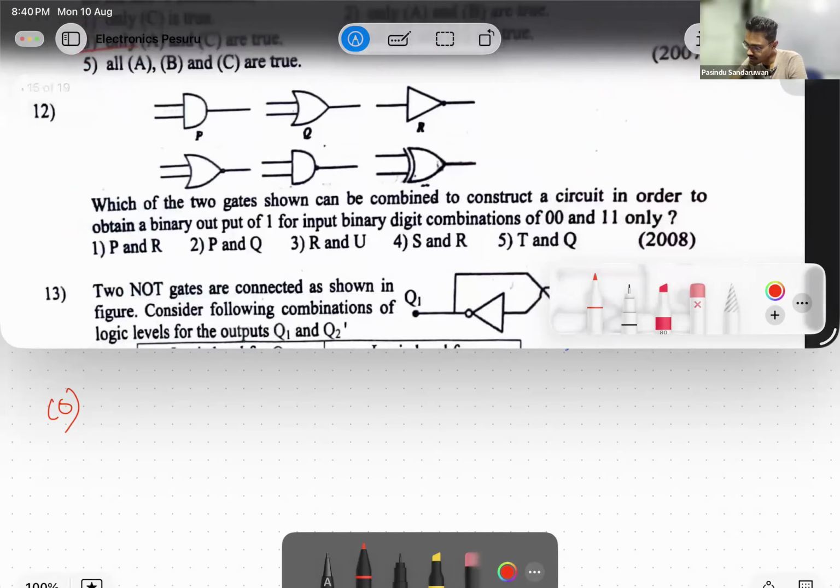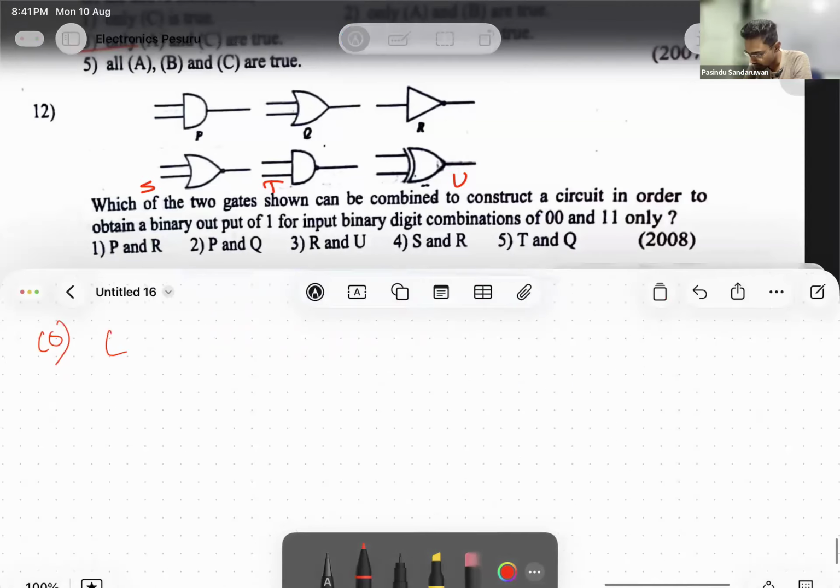12. P, Q, R, this should be S, T, and U. Which of the two gates shown can be combined to construct a circuit in order to obtain a binary output of 1 for input binary digit combinations 0, 0 and 1, 1? These homogeneous combinations are a special case that comes in XOR and XNOR. Just check with the XOR gate.